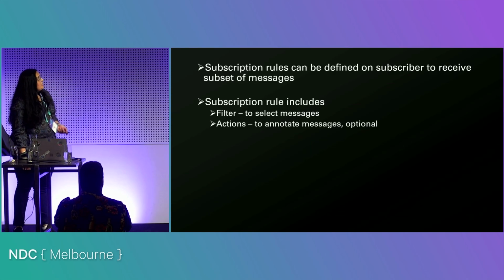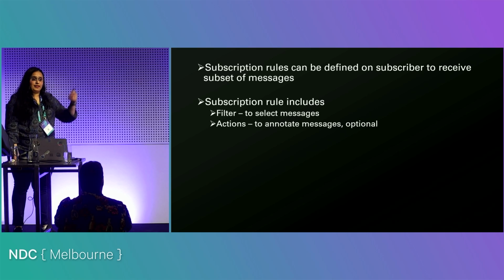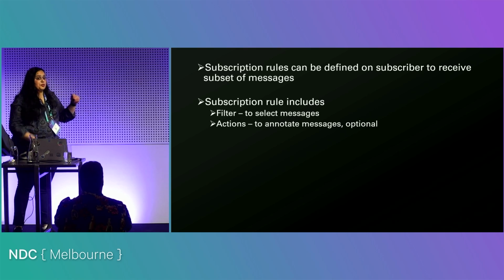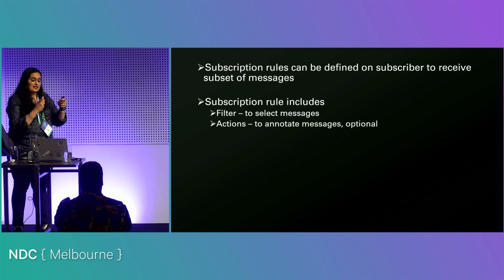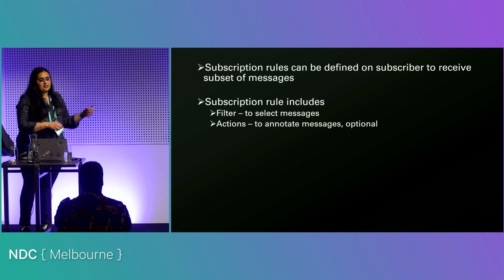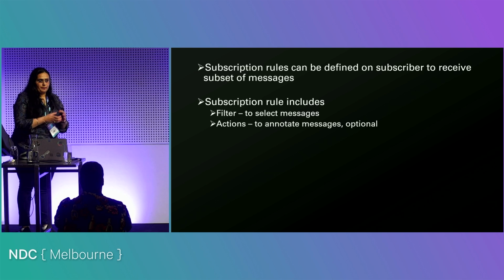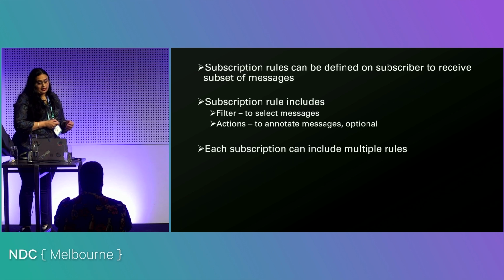You can bring in subscription rules like we had with SQS topic filters if you want to receive a subset of messages. And a subscription rule has a lot more functionality than just selecting messages, because you can have the filters to select the messages in, and you can have actions to annotate or transform the message as well, or change something in the message saying that, here, I have passed through the subscription now. And the best thing is that with each subscription, you can have multiple rules specified as well.